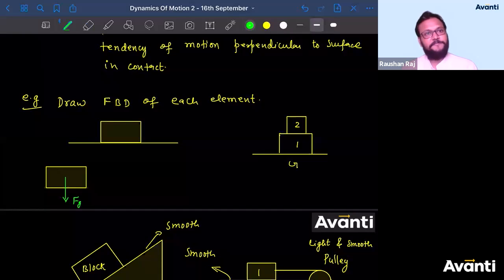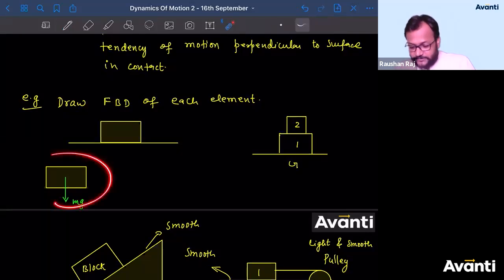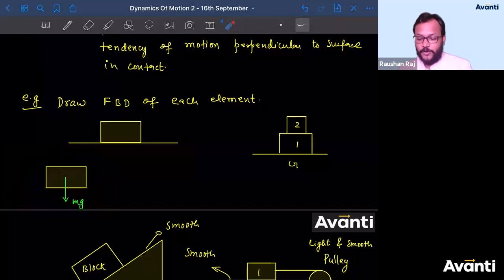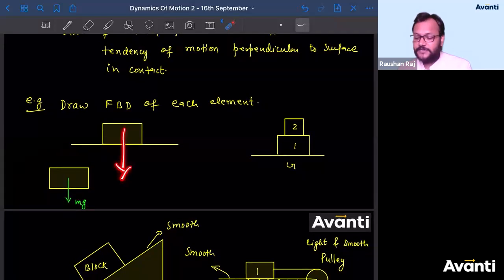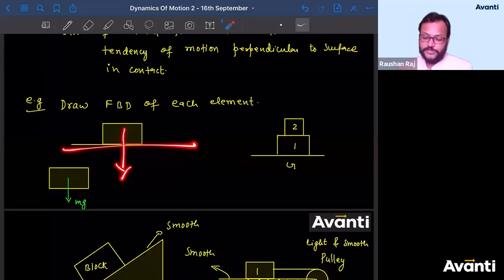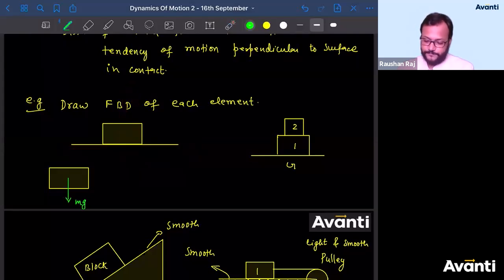F into G नहीं, Fg subscript है. Or otherwise simply write mg, it's okay. You know what is mg, right? चलिए. Now because of this force the block will try to come down, but the surface will not allow that to happen. So surface will apply a force on the block, and that will be in upward direction, so normal.